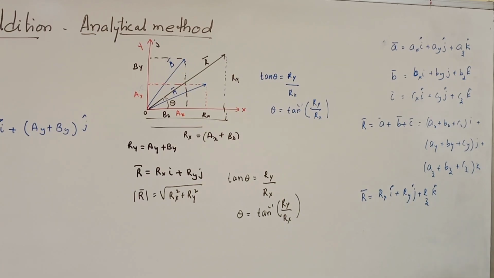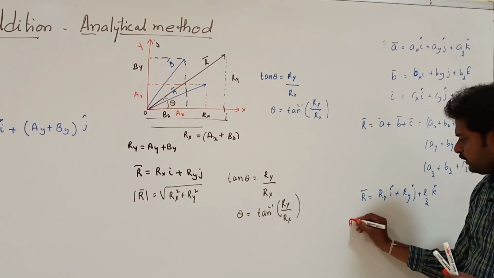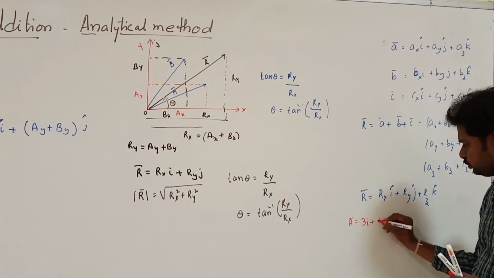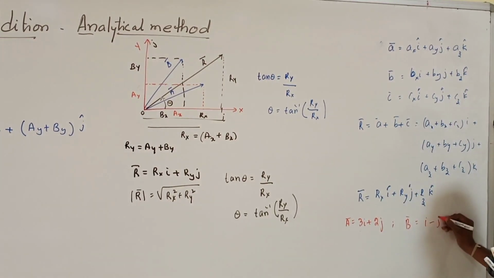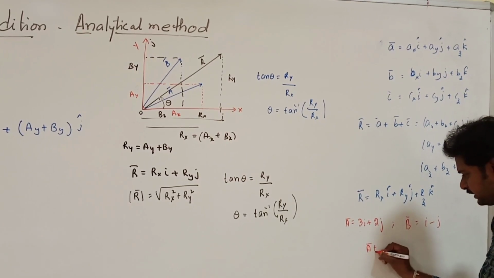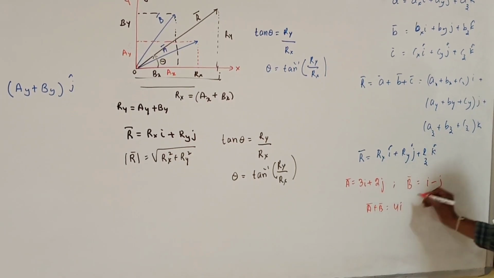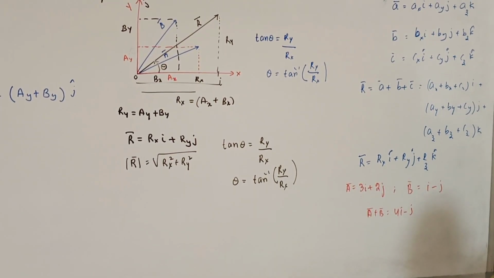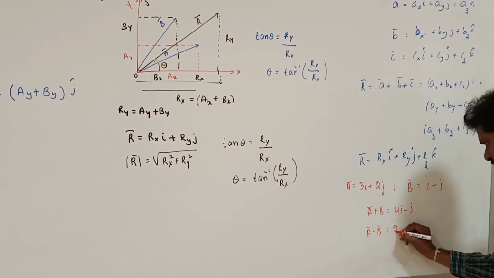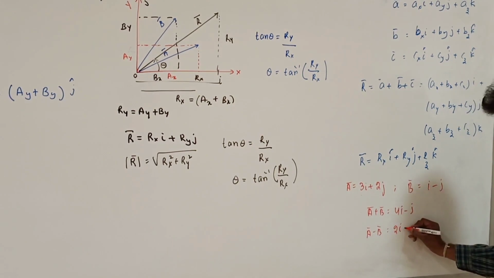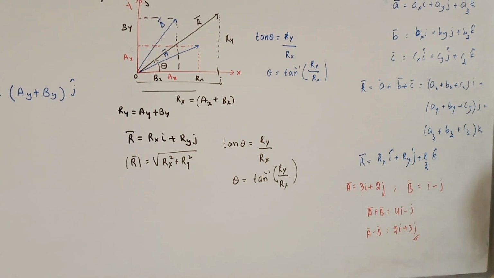Now, a simple problem we'll see. Vector A is equal to 3i plus 2j. Vector B is equal to i minus j. So, what is the A plus B vector? Just 4i minus j. What is the A minus B vector? 2i plus 3j, minus of minus is plus. So, we can add in that way also.